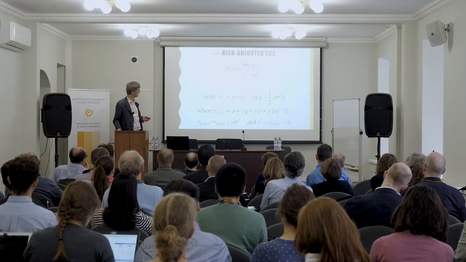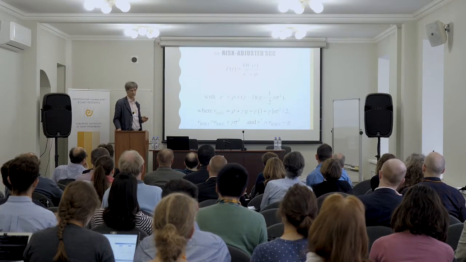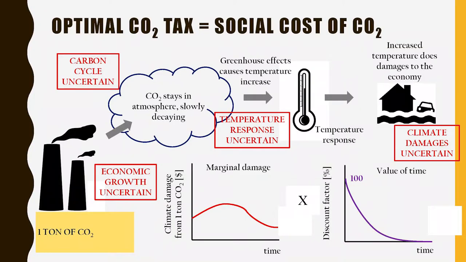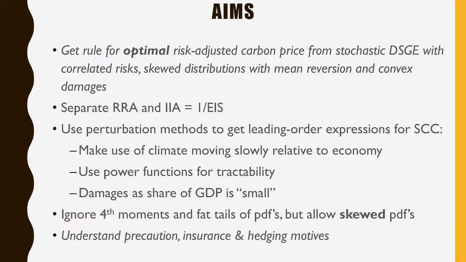So what we are going to do, make life a bit more difficult, and use the DSG model. We have these four types of uncertainty I already talked about: carbon cycle uncertainty, economic growth uncertainty, temperature response uncertainty, and climate damage uncertainty. The solution method will be perturbation methods, so we will get leading order estimates.